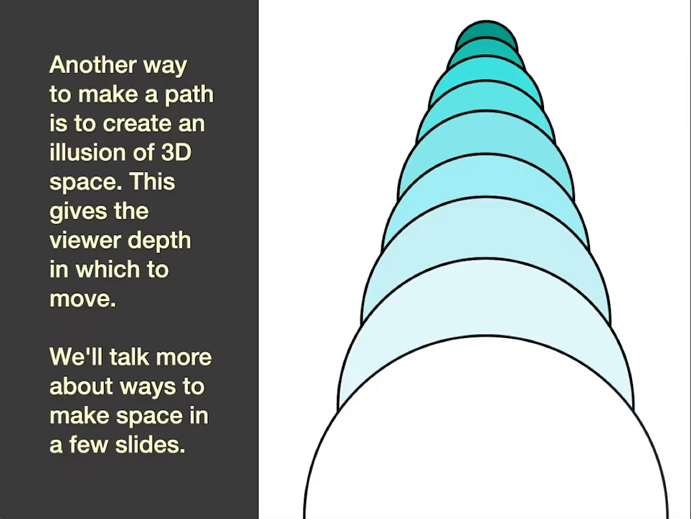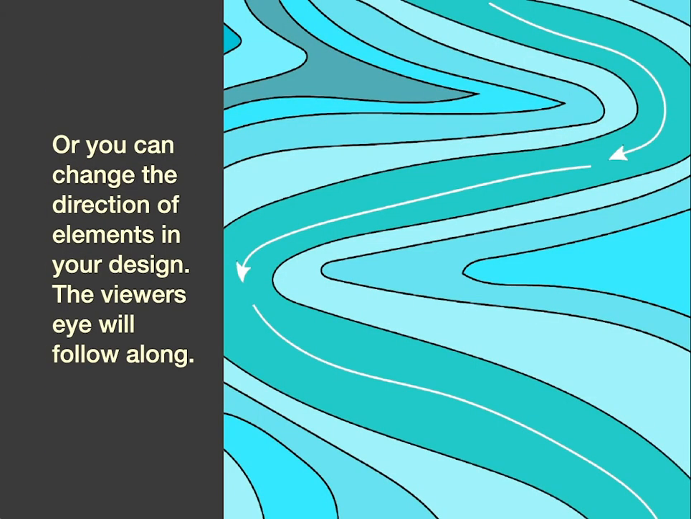composition. Another way to make a path is to just create an illusion of 3D space in some way, something we'll talk about a bit more later in this presentation. But when you have a sense of depth in your artwork, your viewer's eye wants to move through that depth. And again, it will help create that illusion of movement. Another thing that you can do to create a path is to change the direction of things in your composition. So if something's going to the right and it shifts all of a sudden to the left, your viewer's eye will make that turn with you.